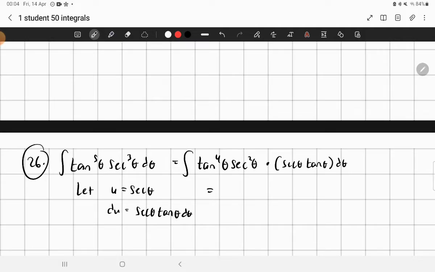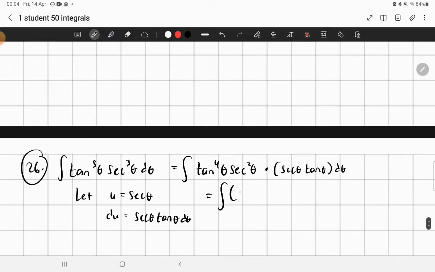So what does this imply? It implies that this could be expressed as 1 minus secant squared theta, squared, times secant squared theta, times secant theta, times tangent theta d theta.